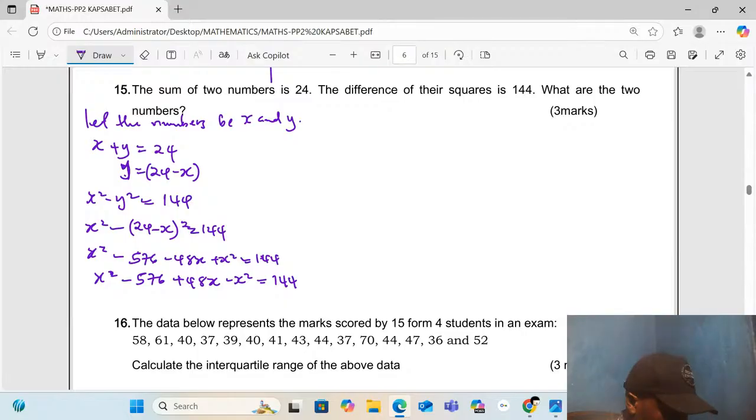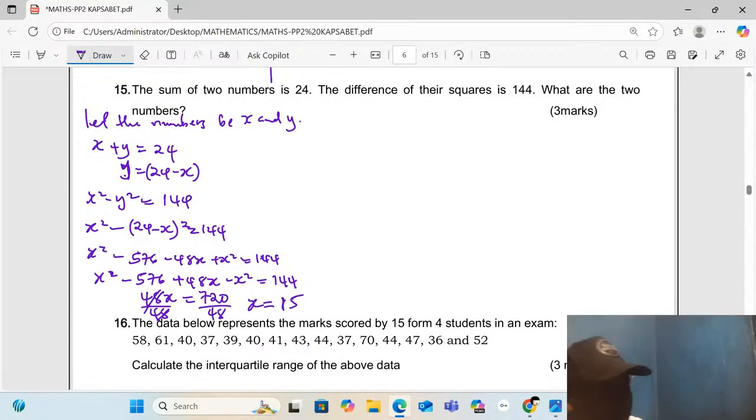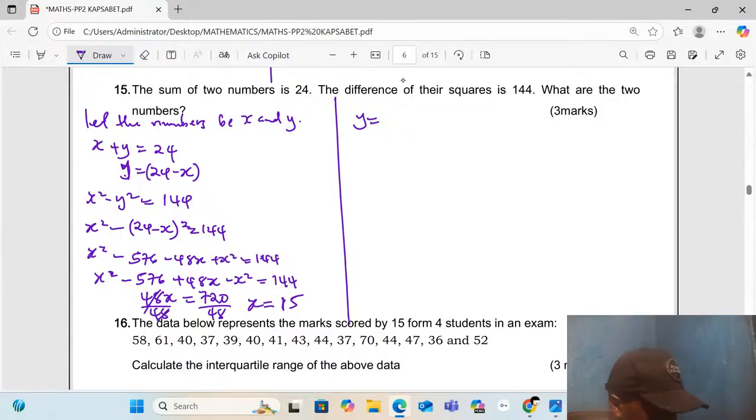We collect like terms together so that we remain with 48x, which gives us, right, x becomes 15. So that is the value of x. And for us to get y, we know that y is equal to 24 minus x, but x we have it as 15 from here.